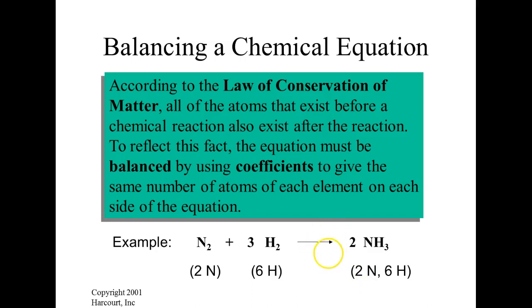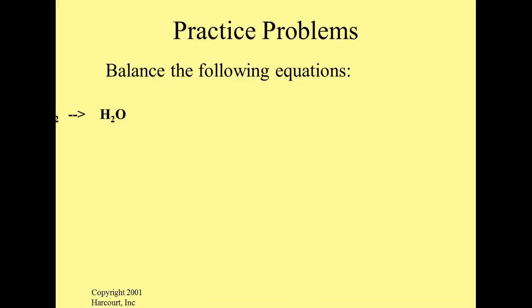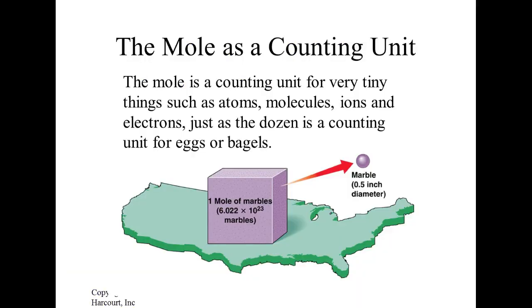So if you notice I have a 2 in front of the ammonia, so 2 times 1 nitrogen is 2, and 2 times 3 hydrogens is 6. So that balances. We'll do practice problems in class.